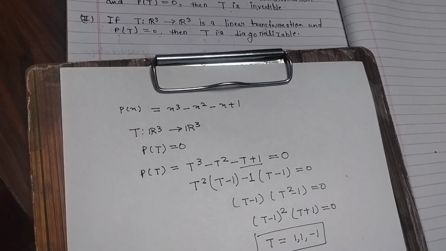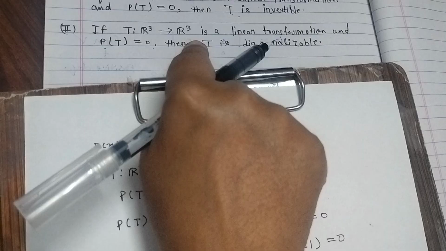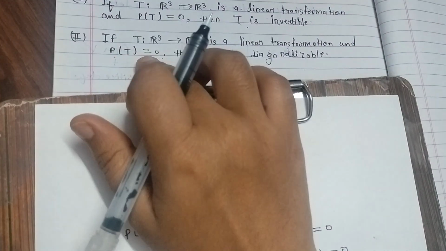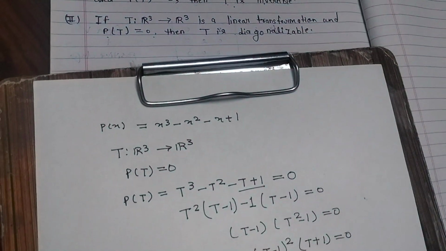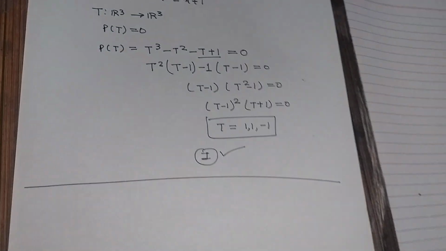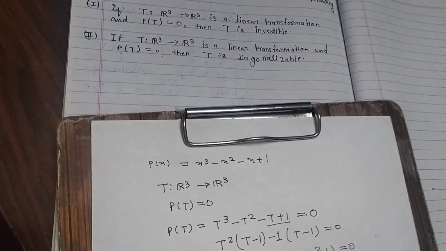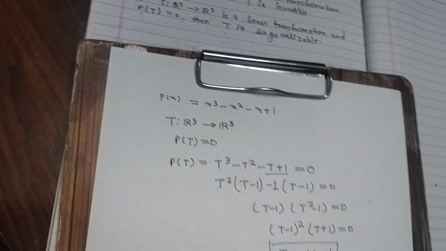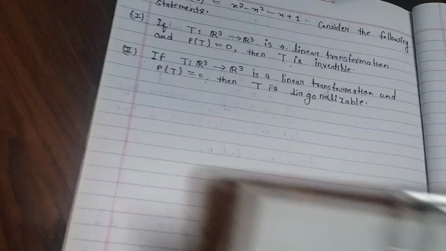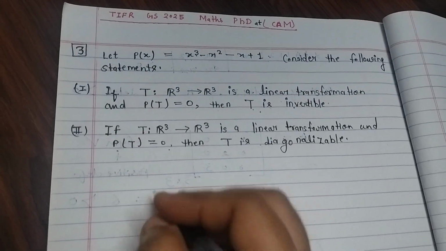Okay, for option 2: if T from R^3 to R^3 is a linear transformation and p(T) is 0, then T is diagonalizable. So it is asking about diagonalizability. When we say that a matrix is diagonalizable, it means the minimal polynomial of that matrix can be written as a product of linear factors. So is T diagonalizable or not? How can we find it?